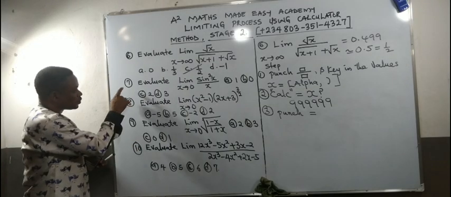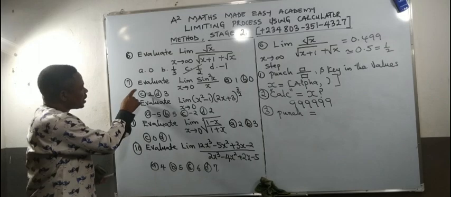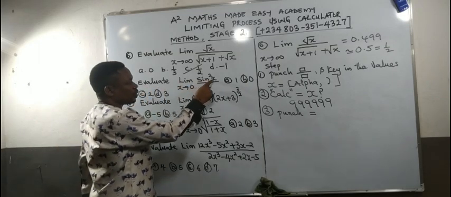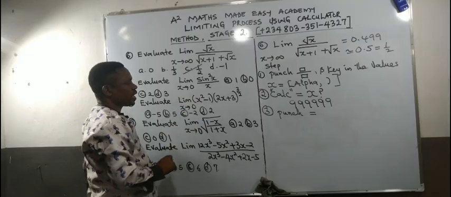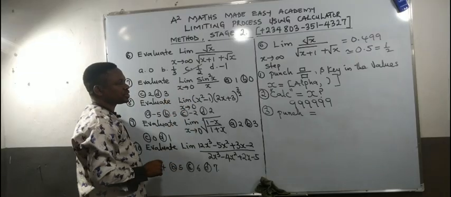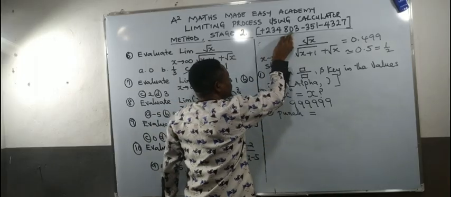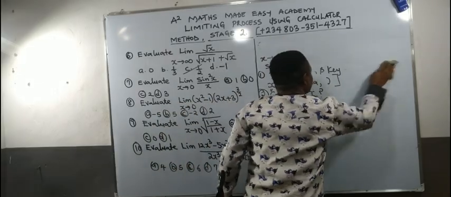Okay, now can we move to number 7? Number 7 says, evaluate limit of sine square of x all over x as x approaches 0. Permit me to write the question. Number 7. Question number 7.